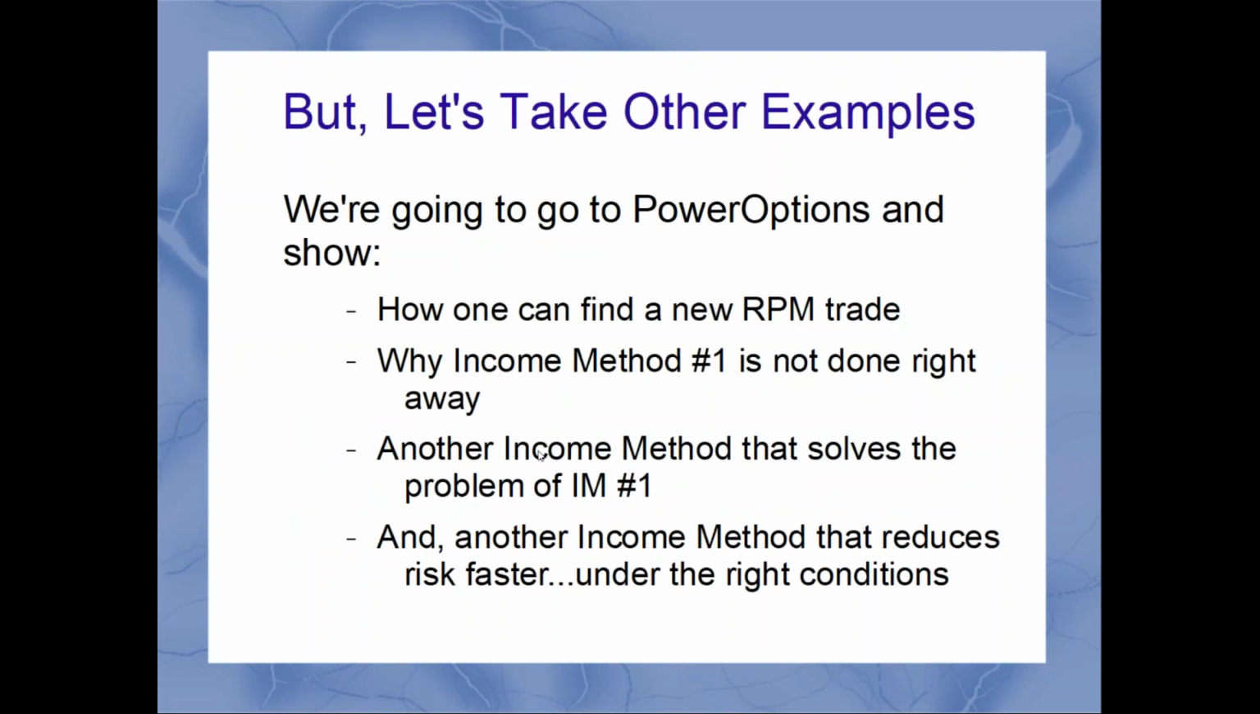All right, but let's take other examples. We're going to navigate over to power options. I'm going to quickly take a look at how one can find a new radioactive trade. We're going to look at why income method number 1 is not done right away. I'm going to show you briefly another income method that solves the problem of income method number 1 in the 2 structures we were looking at on Ollie. I'm going to show you another income method that might reduce the risk faster under the right conditions. All right, so let's go ahead and pause the screen, and I'm going to navigate over to power options.